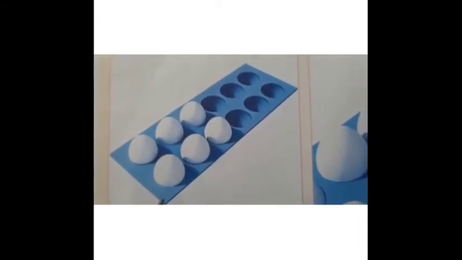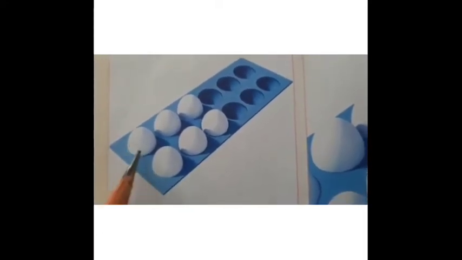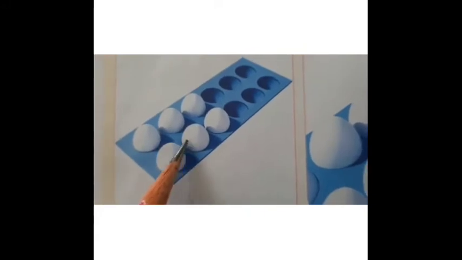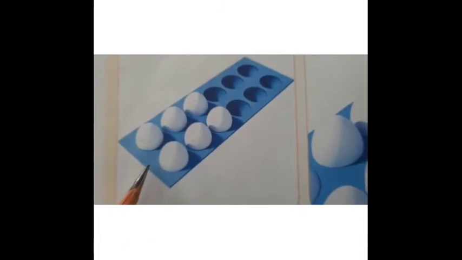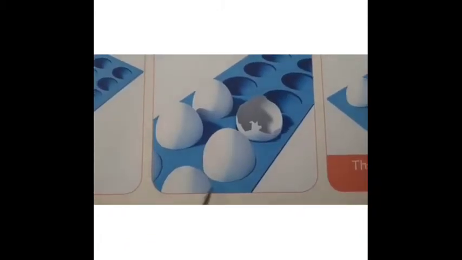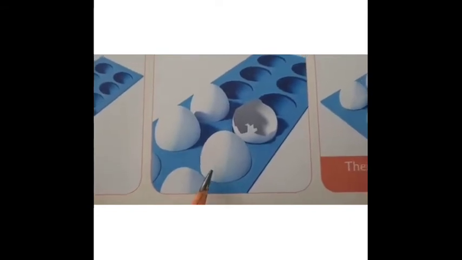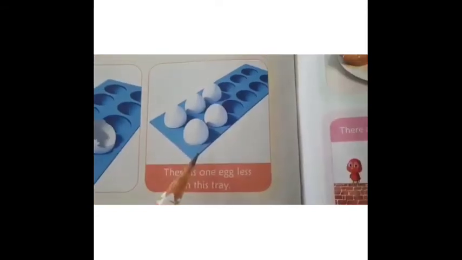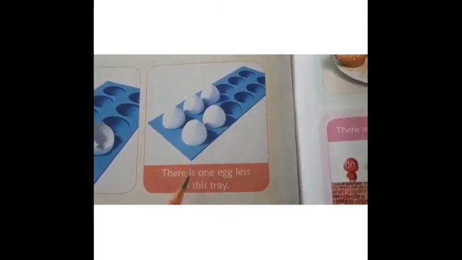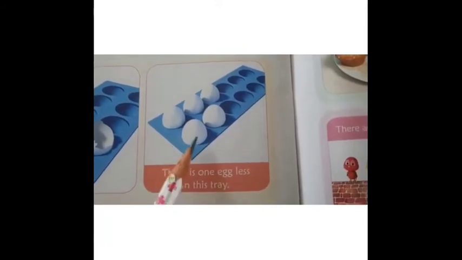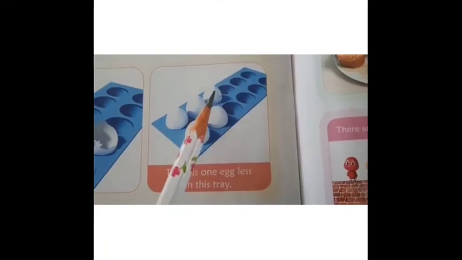In this tray, how many eggs are there? Let us count. 1, 2, 3, 4, 5, 6. There are 6 eggs. Children, now look at this picture. Out of 6 eggs, here 1 egg broke. So, there is 1 egg less in this tray. So, only 5 eggs are here now. 1, 2, 3, 4, 5.